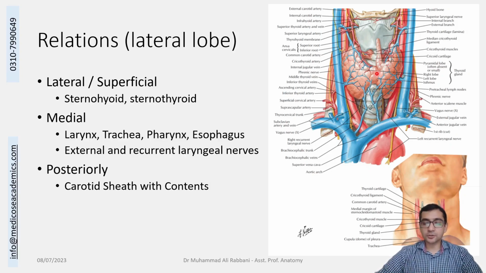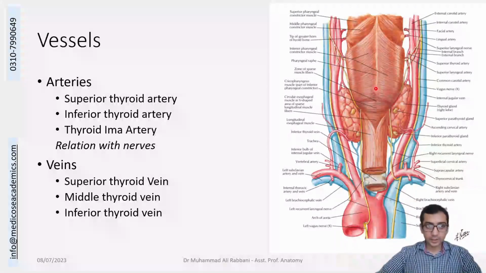The medial relation can also include the muscles covering the pharynx and larynx. That includes the inferior constrictor for the pharynx and cricothyroid for the larynx. So these are the structures related to the medial aspect of the thyroid gland. And posteriorly, you can see this is the common carotid artery, this is the internal jugular vein. So posteriorly, the thyroid gland is related to the carotid sheath and all its contents: the common carotid artery, internal jugular vein, vagus nerve, and deep cervical nodes.